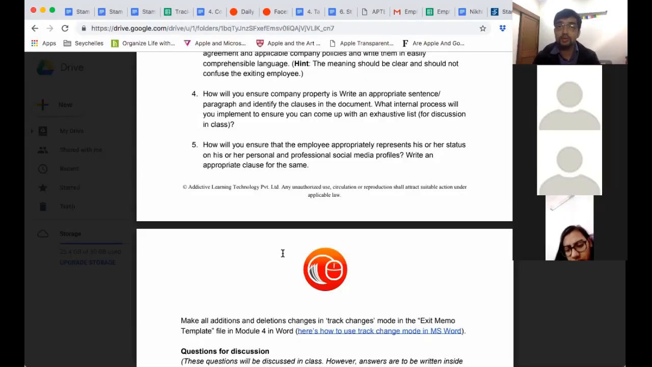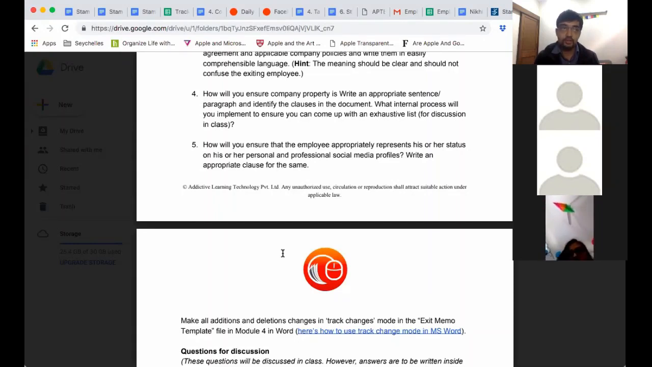With an exit memo, what can be done? An exit memo is a technique to basically execute a final documentation at the end. So in the beginning, when you engage the employee, you had the appointment letter, or you may have had the employment contract, and standing orders may have been applicable.